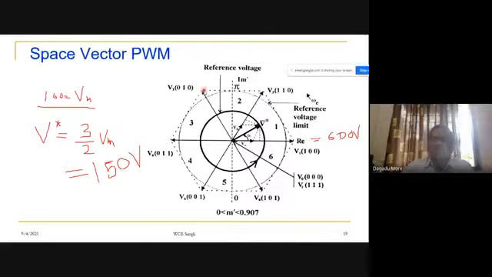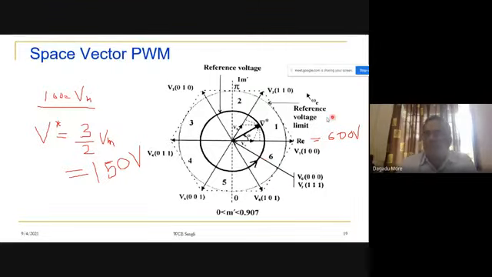Next, the sector spanned by the switching vectors V2 and V3 we can call sector 2. Similarly, V3 and V4 we call sector 3, then V4 and V5 sector 4, then V5 and V6 sector 5, and sector 6. So here we defined the 6 sectors. How many sectors do we have? 6 sectors spanned by the 6 active switching states of the 2-level inverter.